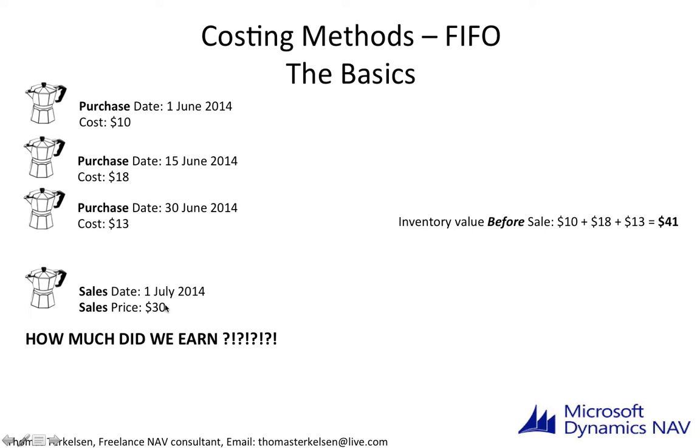We know that the customer paid $30, but you could argue that if this coffee maker was the one that left the inventory, then we have had a profit of 30 minus 10. But you could also say, well, I guess it's this one which left the inventory, or maybe it's this one. So if it's this one, it's $30 minus 13, so $17 we have had in profit. If it's this one, it's $20 in profit.